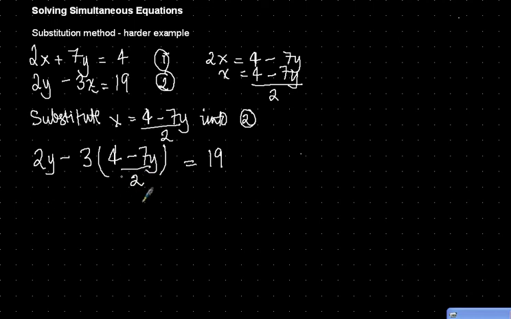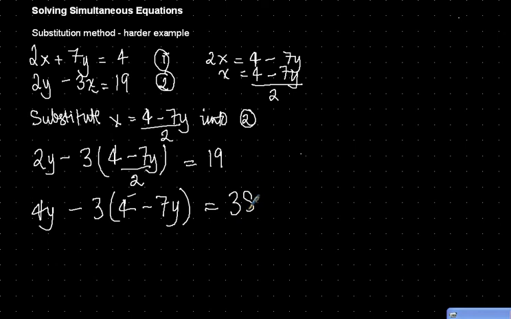The most clumsy thing about it is the 2 in the denominator. So our next step is to multiply each term by 2. 2y multiplied by 2 gives me 4y. The middle term becomes that because I'm multiplying by 2, which is cancelling out with the 2 on the denominator. And I must multiply my 19 by 2 and get 38.